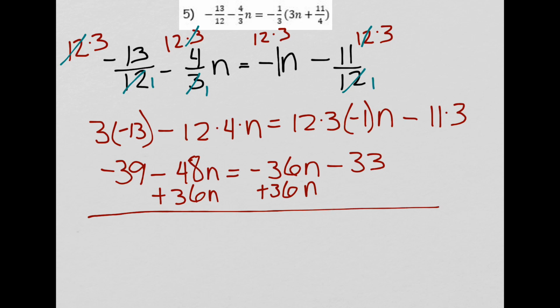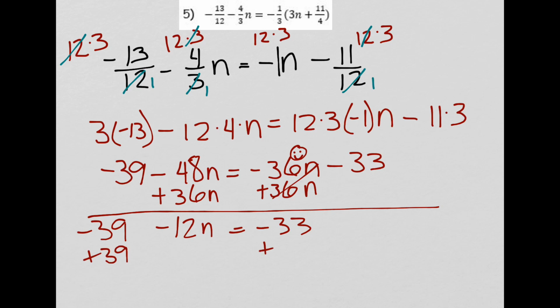So negative 48n plus 36n is negative 12n. I've got this negative 39 left. And over here I only have negative 33 left because those added up to be 0. Yay! Now I'm going to add 39 to both sides. Negative 33 plus 39 is 6.